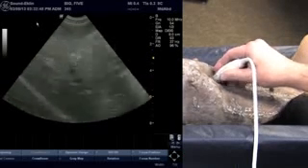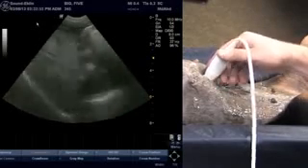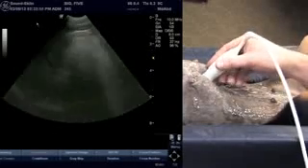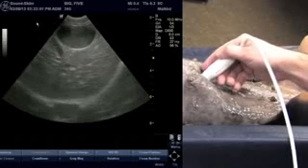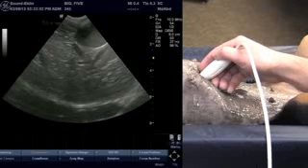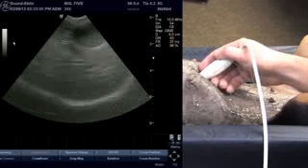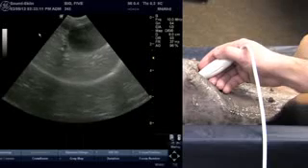As we come back towards midline again, now I'm going to take the probe and rotate into a transverse plane. I will put the reference marker towards the left. We always position things on the ultrasound so that left is on the right side of the screen and right is on the left side of the screen. So we can see where we have gallbladder. This is a transverse view.